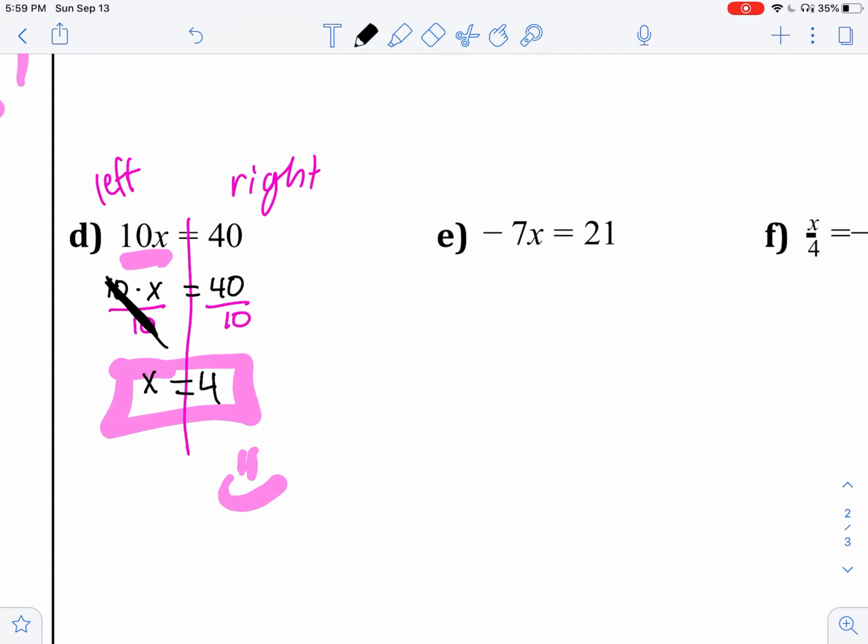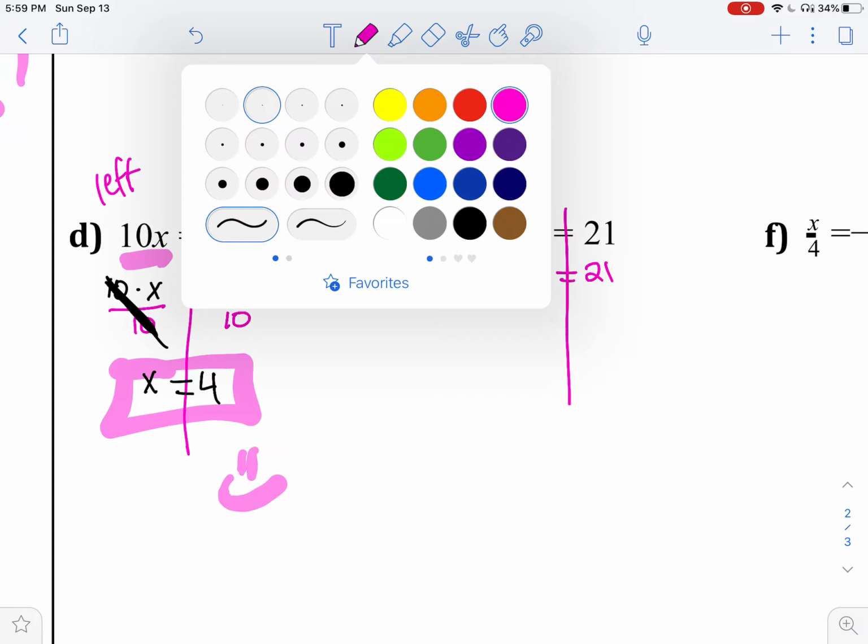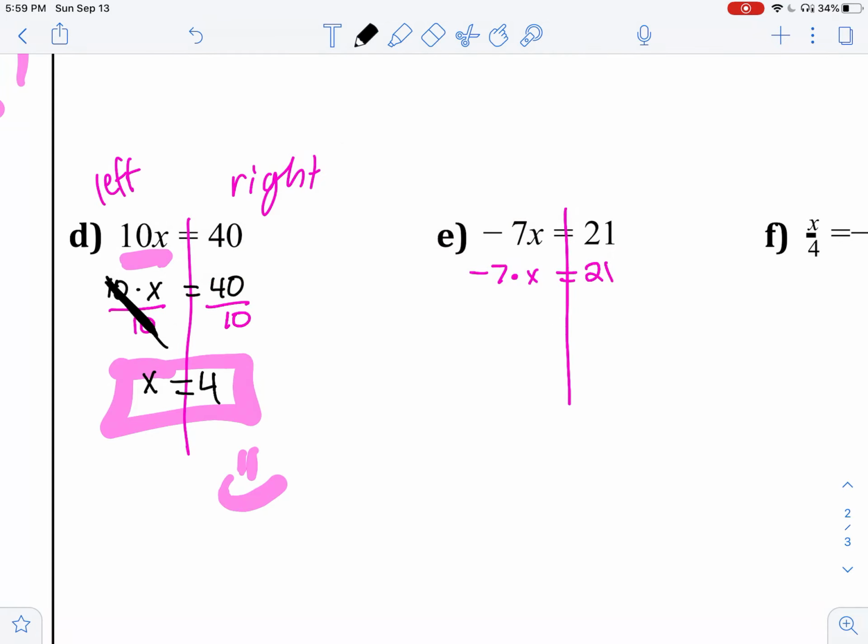Let's look at example E. I have negative 7x equals 21. Again, no addition or subtraction sign in between the negative 7 and the x, so this just means negative 7 times x equals 21. In order to get x by itself, I need to get rid of this negative 7. It's being multiplied, so I need to just divide by negative 7 on both sides.